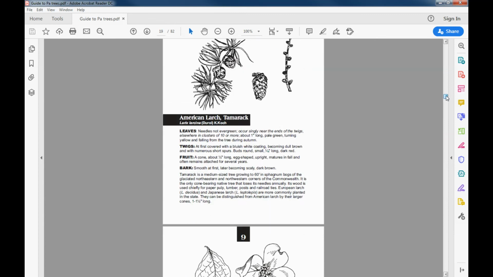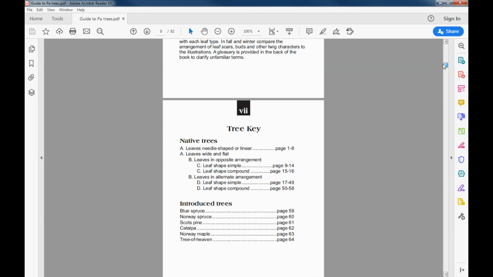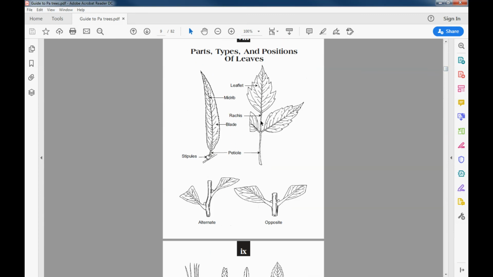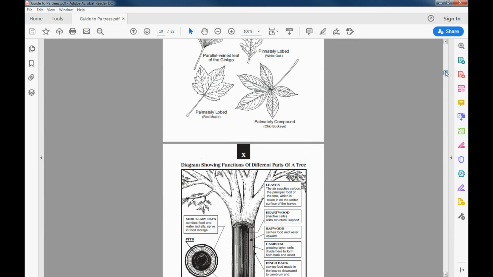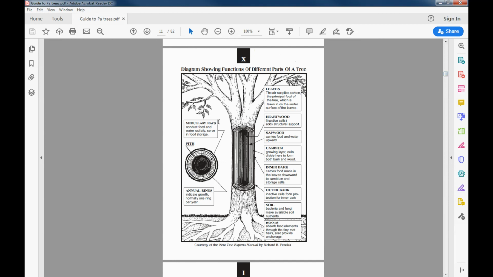It will ask you questions about the leaf. Some of the questions will deal with the midrib or the leaflet, different places on the leaf. Some of the questions will deal with different parts of the tree, the bark of it, the roots, the branches, and so forth. So that's a little bit of a start to help you get started with identifying trees.